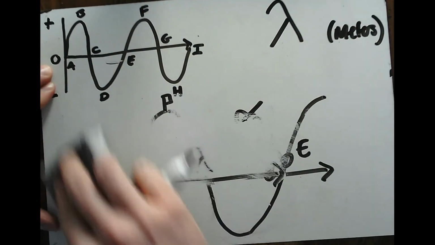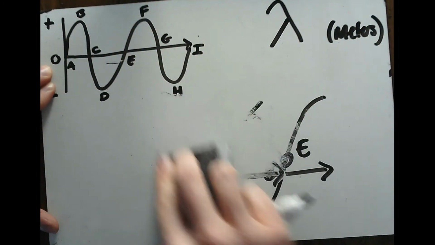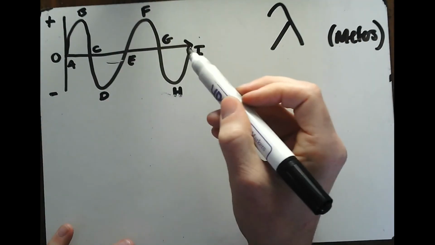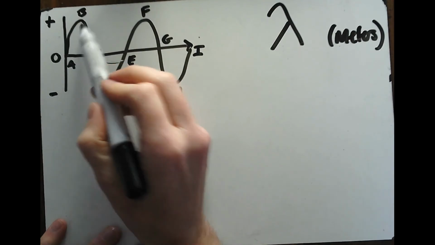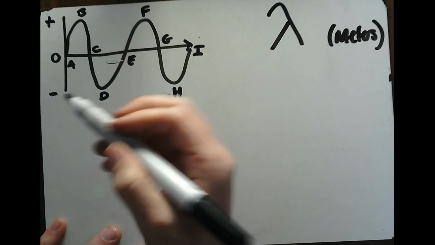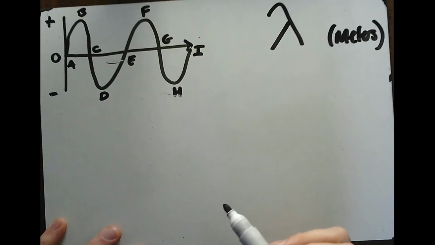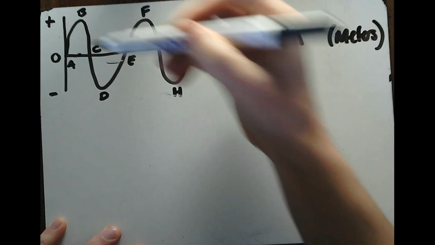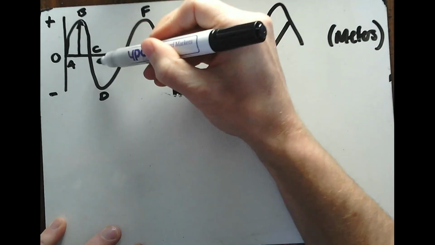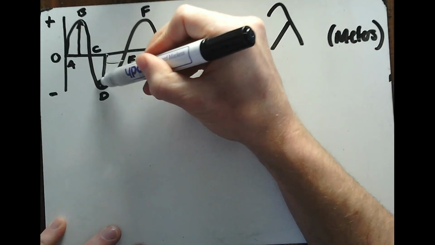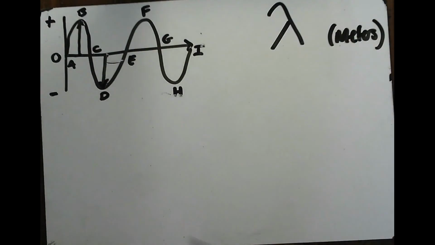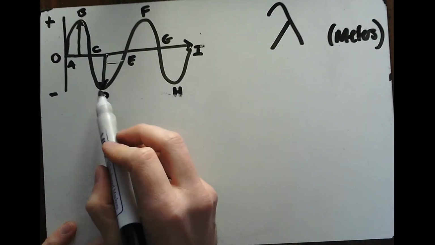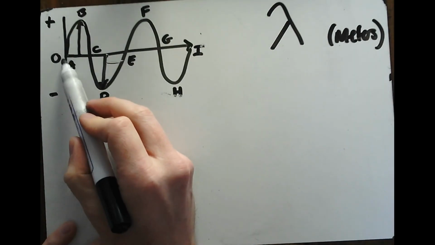So if we look back at our original graph, we should be able to label this totally now. So we've got our peaks. Our peaks are B and F. We've got our troughs. Our troughs are D and H. We've got our amplitude, and that's from the line of zero disturbance to the top of the peak, or from the line of zero disturbance to the bottom of the trough. And we've got a wavelength. So we could say a wavelength is between B and F, or it's between D and H, or it's between A and E.